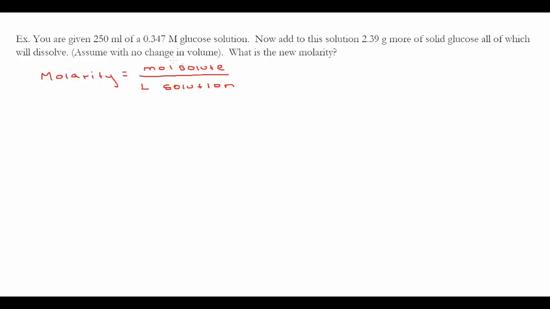This problem tells me that I have 250 milliliters of solution and its concentration is this. It then tells me I'm going to add more solid and dissolve it, and it wants to know what the new molarity is. So the first task I have is to determine, when I start off, what is the number of moles of glucose that I start off with? Well, I know the molarity is 0.347 molar. I don't know the number of moles, so that's going to be my x, but I know my liters of solution. If I convert milliliters to liters, that's going to be 0.25 liters.